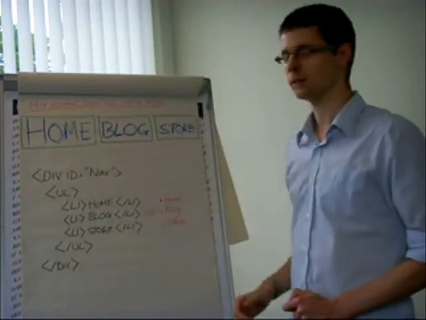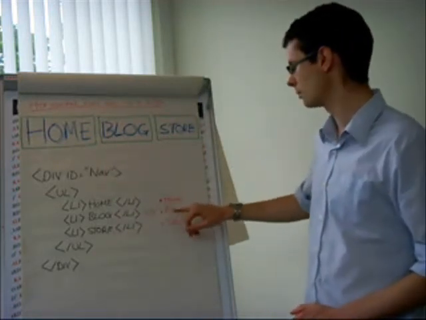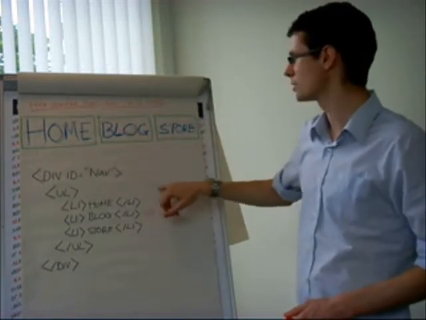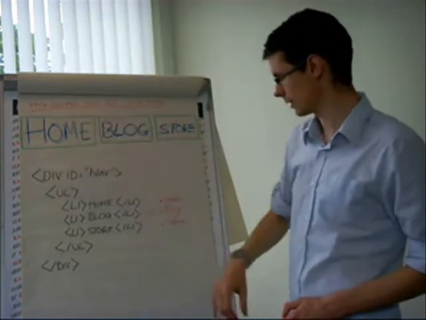If we were to show that on the screen now, what we'd get is a bulleted list saying home, blog, store, but we don't want that. We want to make it horizontal, remove the bullet points and start adding some formatting such as colour and background.